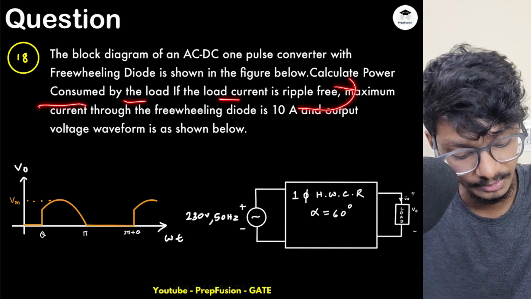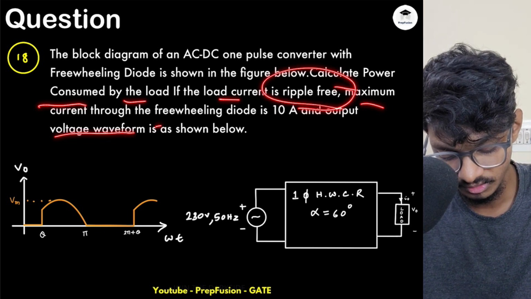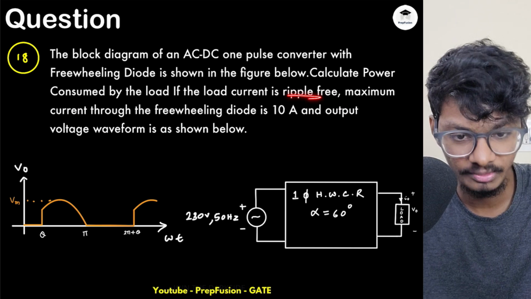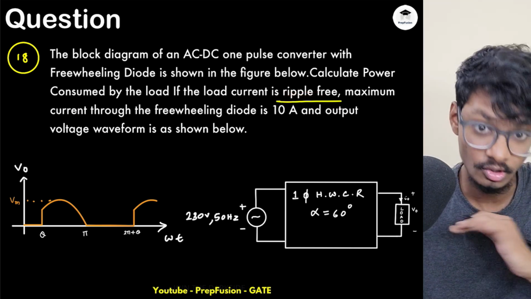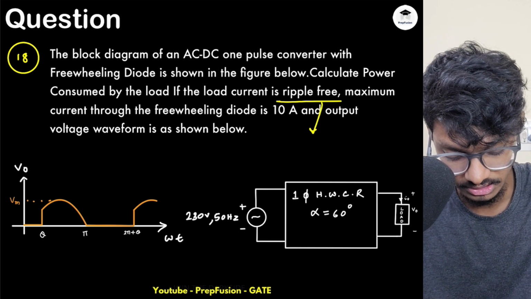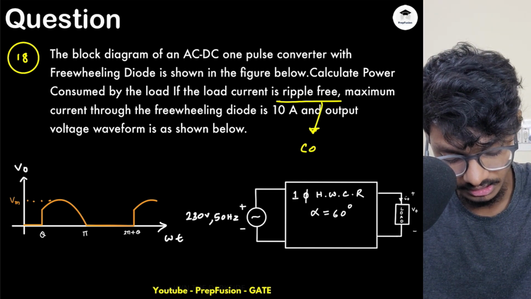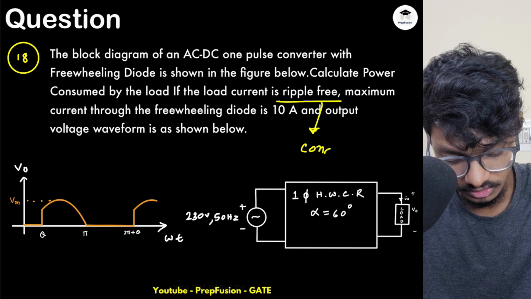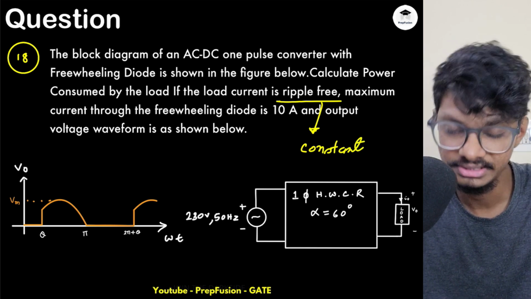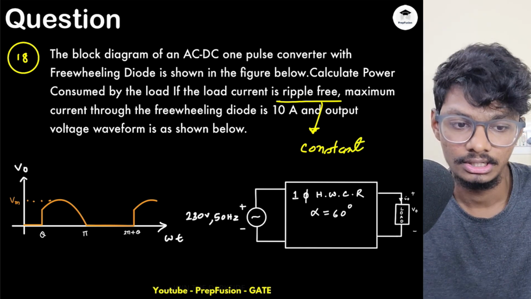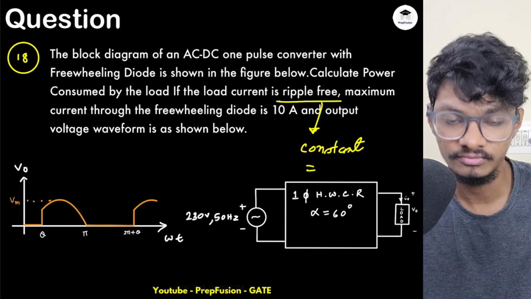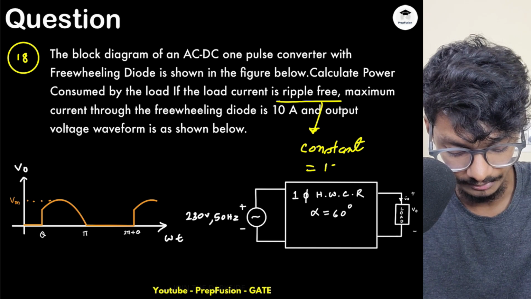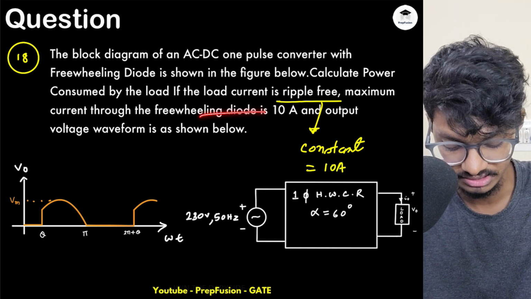If the load current is ripple free, maximum current through the freewheeling diode is 10 amperes. If the load current is ripple free, that means it has no ripples. It is constant. That means it is constant current, and the maximum current through the freewheeling diode is 10 amperes. And what we know is that the maximum current equals the average current equals the RMS current if the value of the output current is constant. That means this will be 10 amperes, as they have mentioned, maximum current.